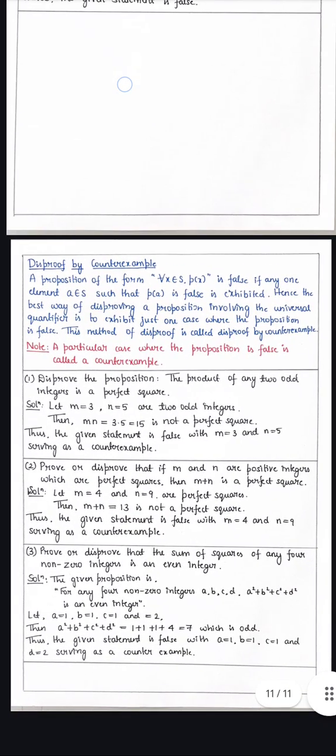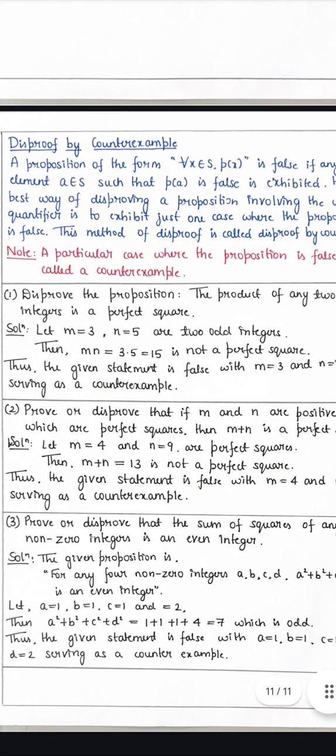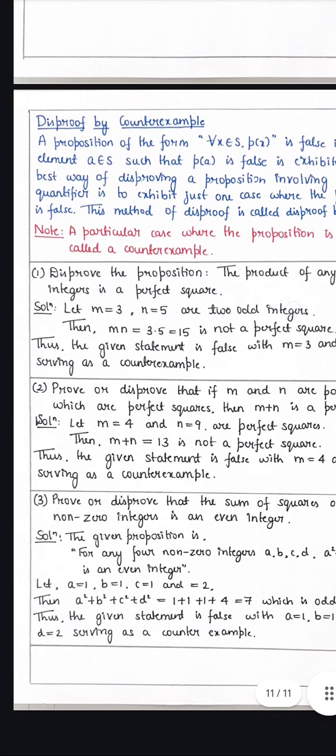Disprove the proposition that the product of two odd integers is a perfect square. Let m be 3 and n be 5. These are two odd integers. Then mn equals 3 times 5, which gives you 15, which is not a perfect square. Then the statement is false with m equals 3 and n equals 5 serving as a counterexample.